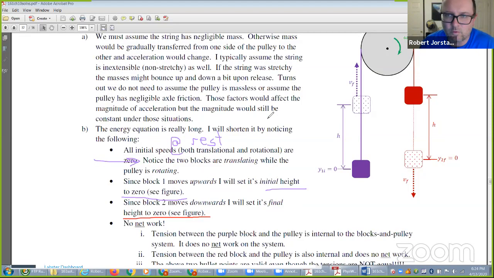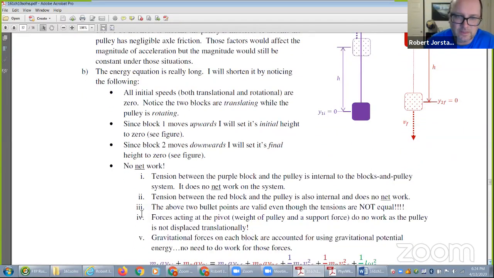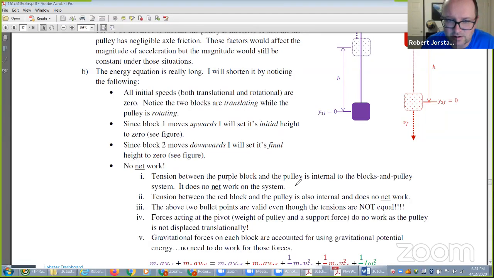And then if you're wondering why this has no net work, let's go through all the reasons why. Tension is internal, no net work. Same thing with the other block. Even though they're different tensions, they're still both internal, right? One is acting on the red block and the pulley, so that's internal. The other is acting on the purple block and the pulley. That's why they're both internal, even though different.